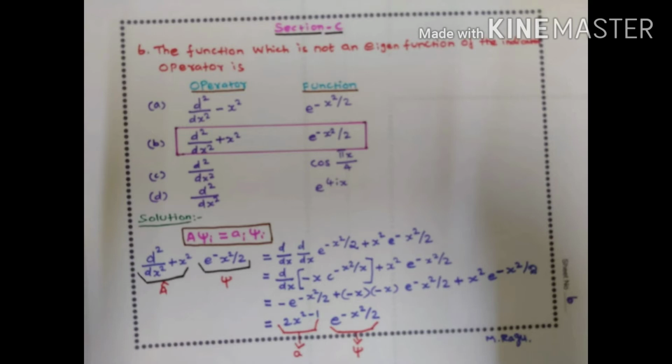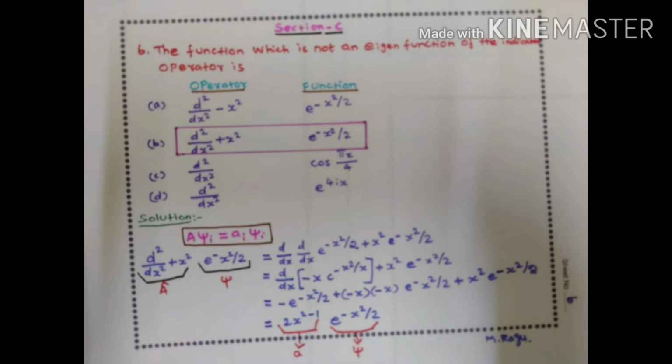Next, part C, question number 6. The wave function which is not an eigenfunction of the indicated operator is. The question is based on quantum mechanics. Solution: A psi i is equal to a i psi i. This formula is the third postulate of quantum mechanics.